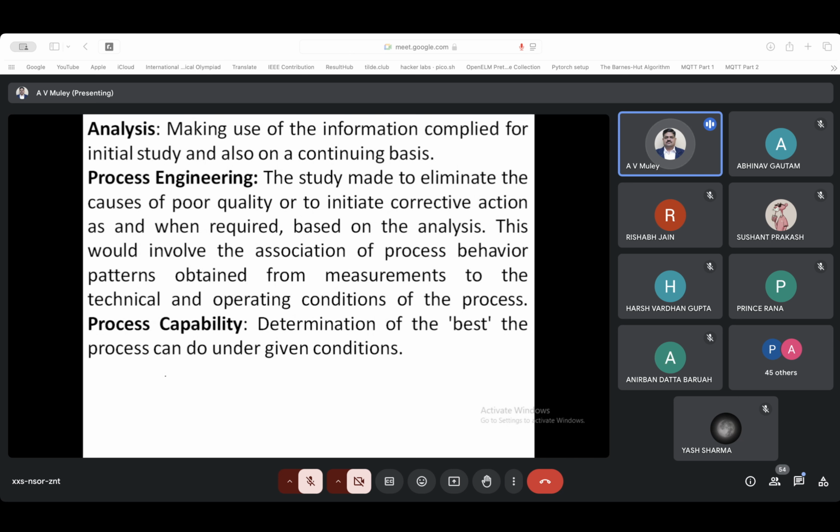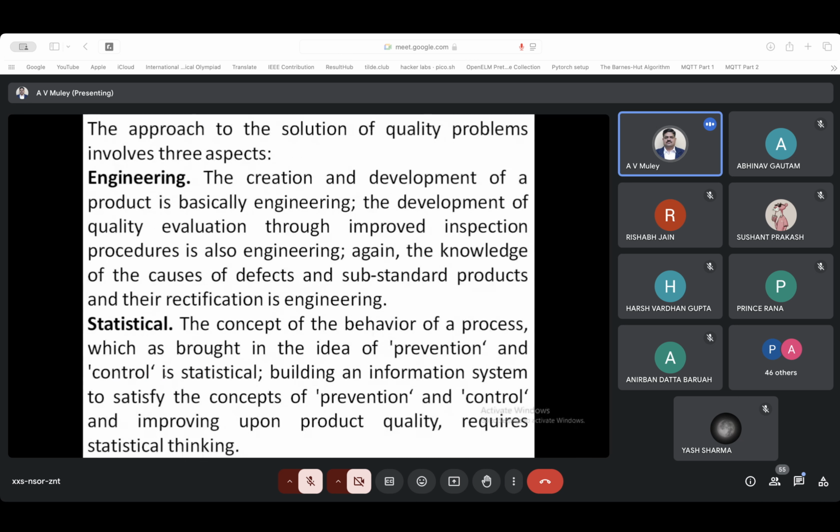This would involve association of process behavior pattern obtained from the measurement to the technical and operating condition of the process. तो एक पैटर्न आपका बन जाएगा इसमें, तो आपको पता लग जाएगा कि किस तरह से प्रोसेस आपका बिहेव कर रहा है। Then process capability: determination of the best the process can do under the given condition. So under the given condition how the process will perform, that is nothing but the process capability. तो ये आपको करना होगा इस particular case में। The approach to solution of quality problems involves three aspects.